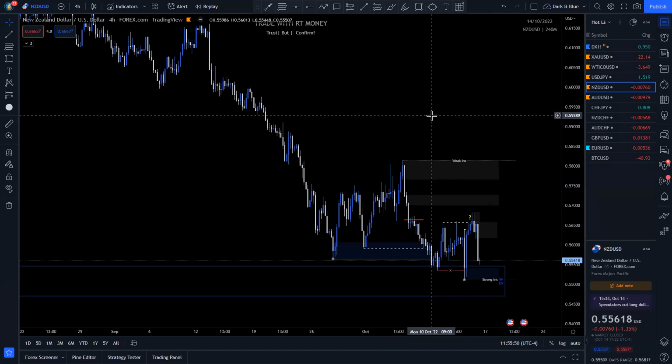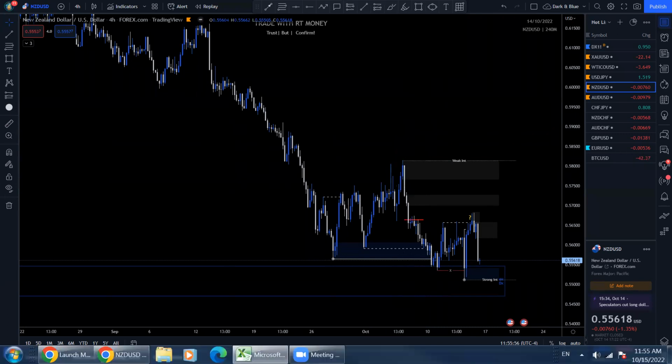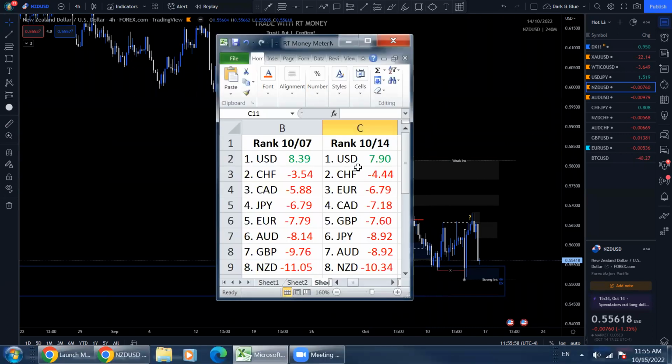We're going to take a look at the New Zealand dollar against the USD. Let's take a look at the RT money meter. As of this week, as of yesterday's update, the US dollar is ranked at number one at 7.90. Last week it was ranked at number one at 8.39. It's kind of a sideways move over the last week.